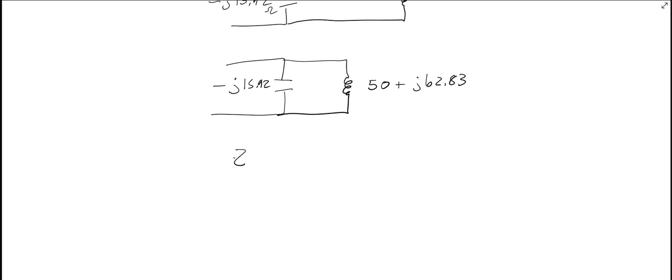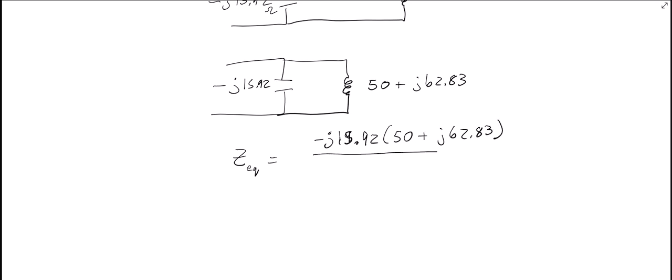So our equivalent impedance is, they're in parallel, so it's product over sum. So it's minus j 15.92 times 50 plus j 62.83, over the sum: minus j 15.92 plus 50 plus j 62.83.